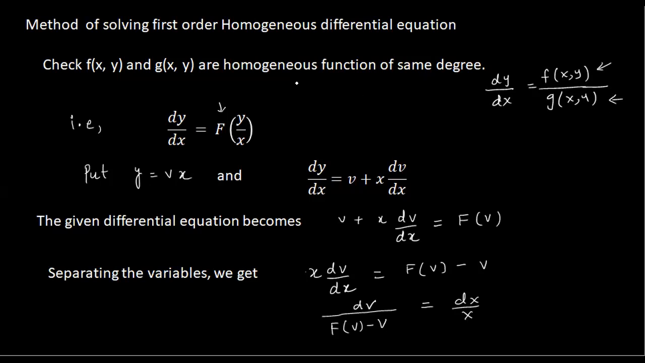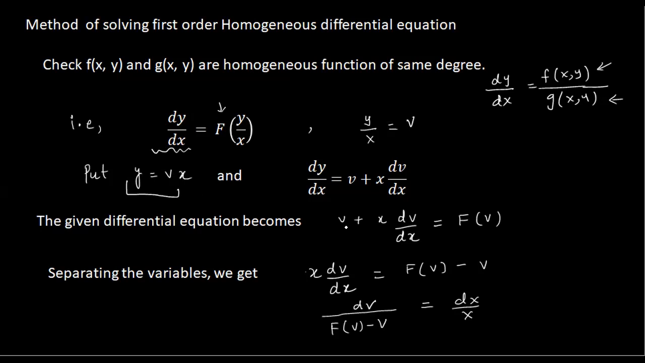So we can express this homogeneous function as some function f of y over x, and then we simply put y over x equals v, or we can cross multiply and say y equals v times x. Then differentiate both sides with respect to x. We end up getting dy over dx equals v plus x dv over dx. So basically substitute v plus x dv by dx in place of dy over dx, and in place of y over x, substitute v.